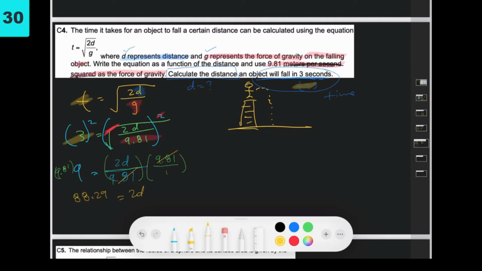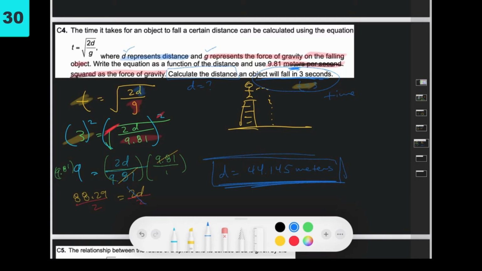And then we're going to divide by 2. This will give you d equals 88.29 divided by 2 gives me 44.145. This is a distance, so that's meters. Would be your unit.